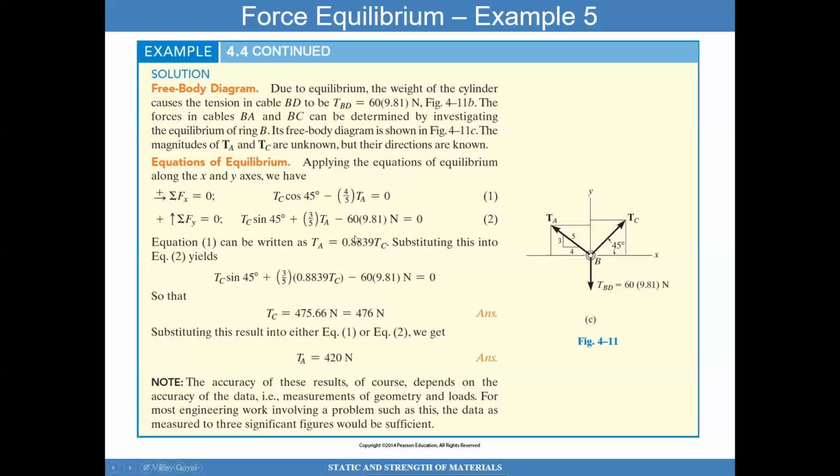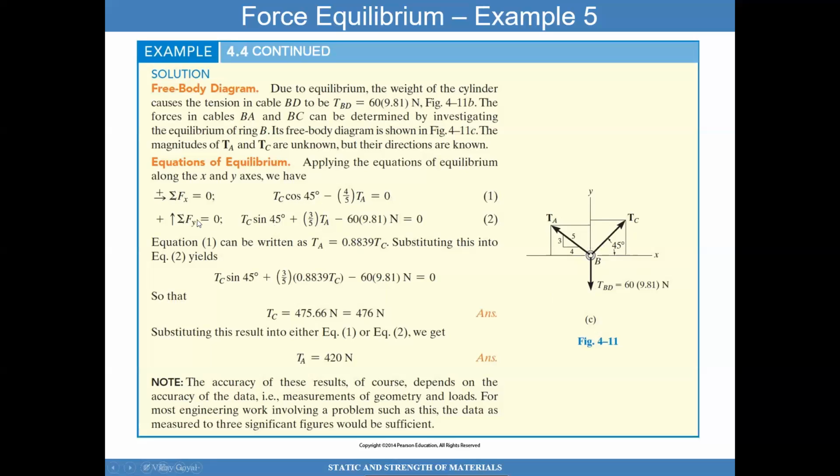Which would be 3 over 5 times TA, and then TC can be projected into the y direction and x direction. That would be, in the y direction, TC times the sine of 45. And then I have in the vertical direction, I have the 60 times 9.81. If I sum forces in the x direction, to the right, so everything on the right is positive, then I can set this equal to 0.